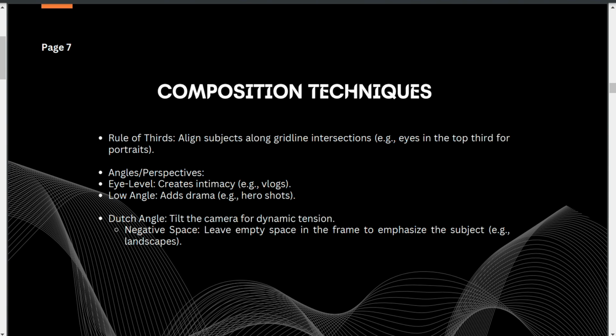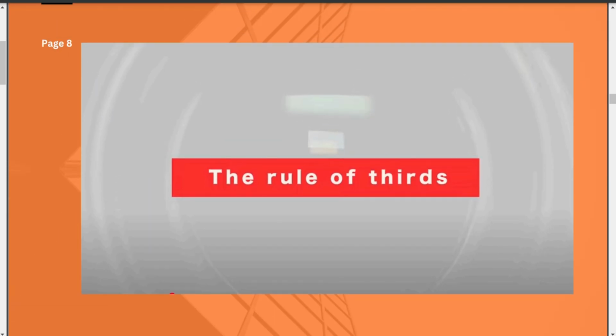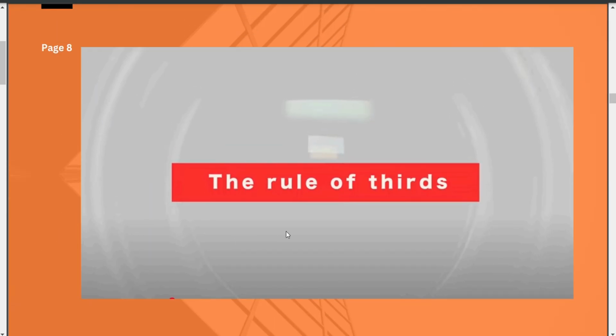All right, let's quickly look at the composition techniques. There is what is called the rule of thirds. We have angle perspectives. I'm going to show us all of that very soon. There are a lot of them anyway, and we can't go through all of them. So let's take on the first one that we call the rule of thirds.